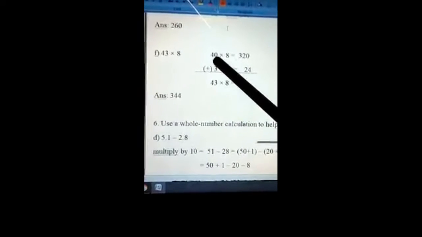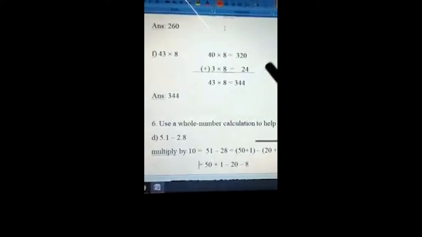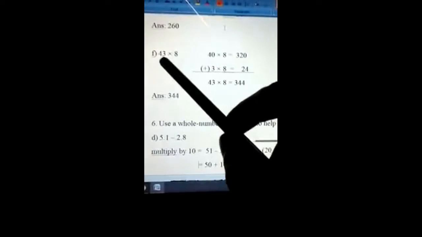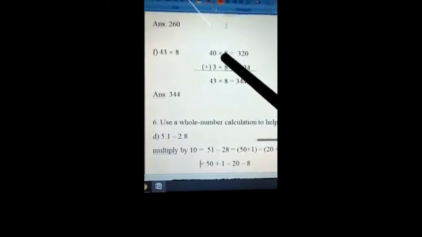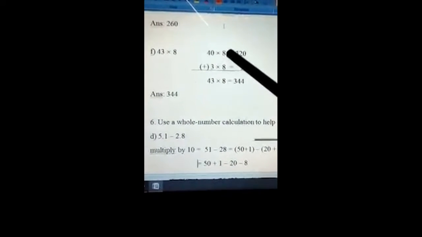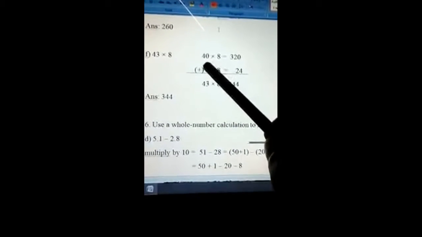Next, again number F, 43 times 8. So again we'll do the partitioning method. 40 times 8 and 40 plus 3. 40 plus 3 is 43, so here is a total of 43 into 8. We will multiply both 3 and 40 with 8, then we'll write equals to, and we'll draw a line over here. After doing that, we'll solve it.